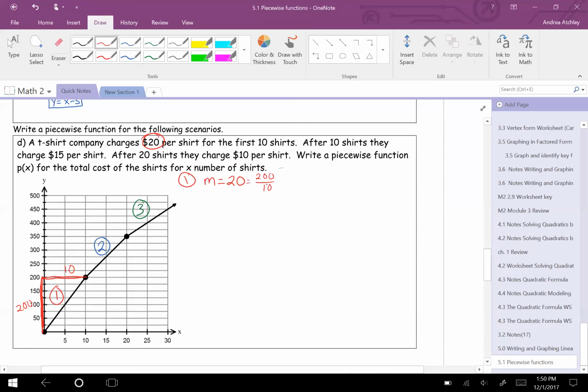Okay, which would reduce to the 20 that we've already found. We need the y-intercept. And what's the y-intercept here? 0. Which makes sense because can I buy a -1 shirt? I can't buy negative amounts of shirts. The smallest amount of shirts I could buy is 0. So it's going to cross the y-axis at 0.